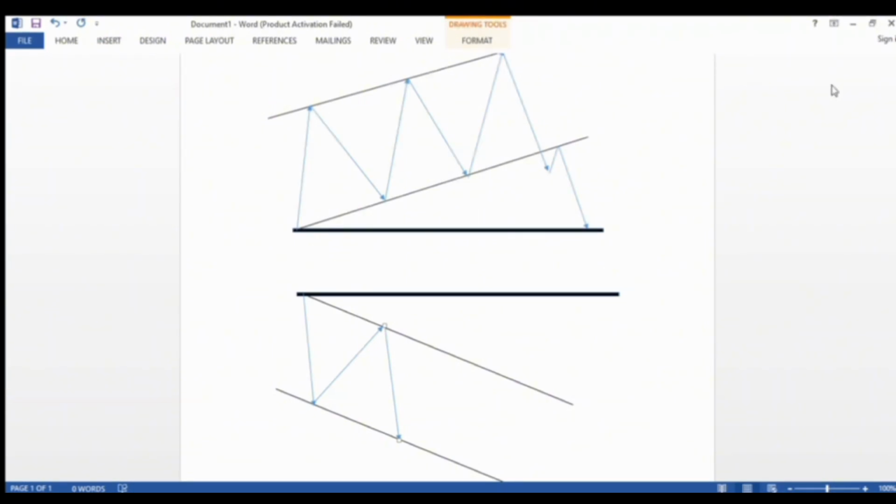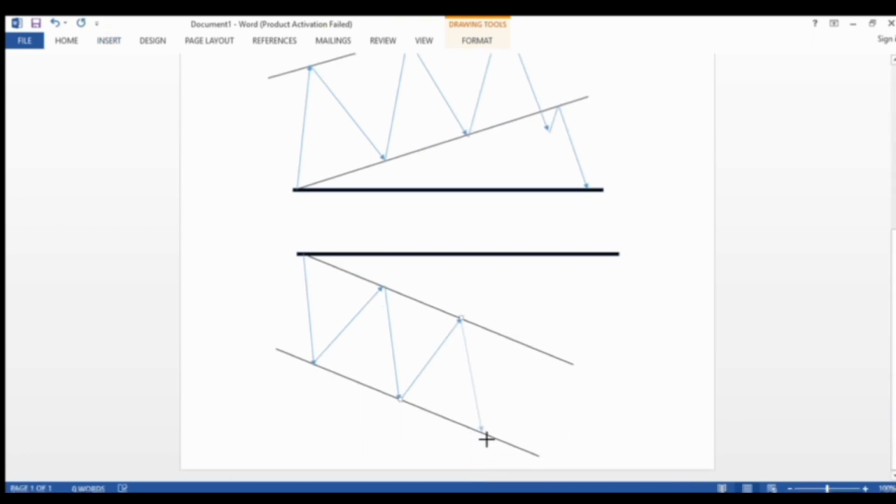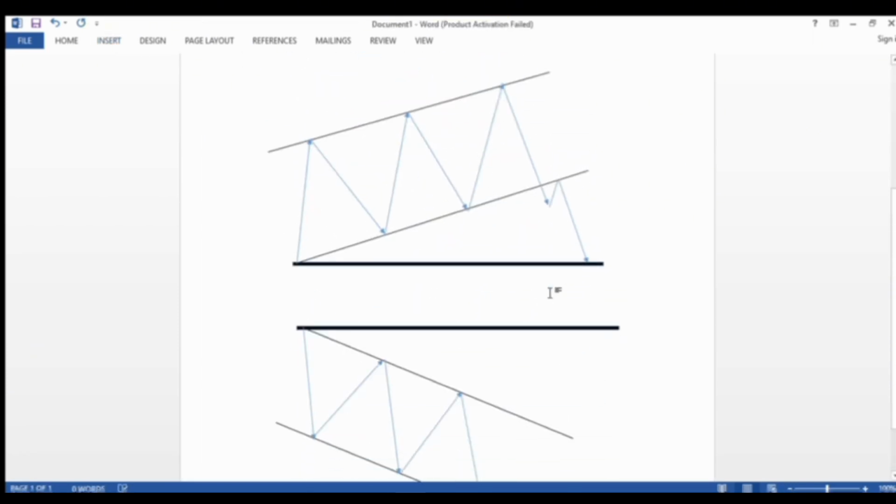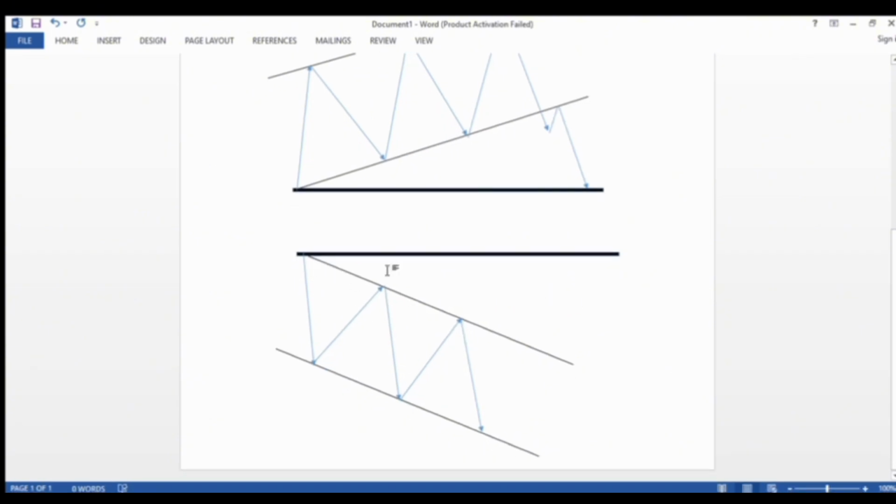So if I may continue, remember what I said. In a buying trend, we have higher highs and higher lows. In a selling trend, we will have a series of lower lows and lower highs, guys. You get my point. I will also explain what I'm saying.